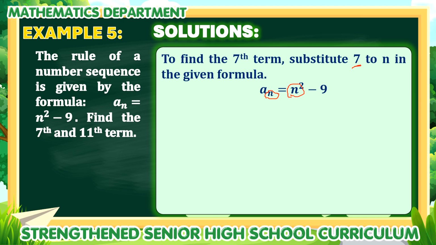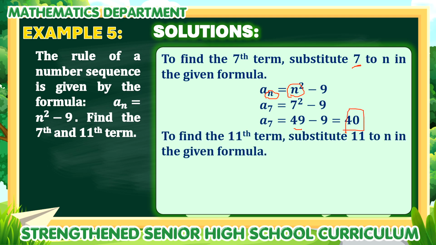So for n equals 7, that means a sub 7 is equal to n squared, so that will become 7 squared minus 9, and then we need to simplify this. So a sub 7 is equal to 7 squared, which is 49, minus 9, and 49 minus 9 gives us 40.